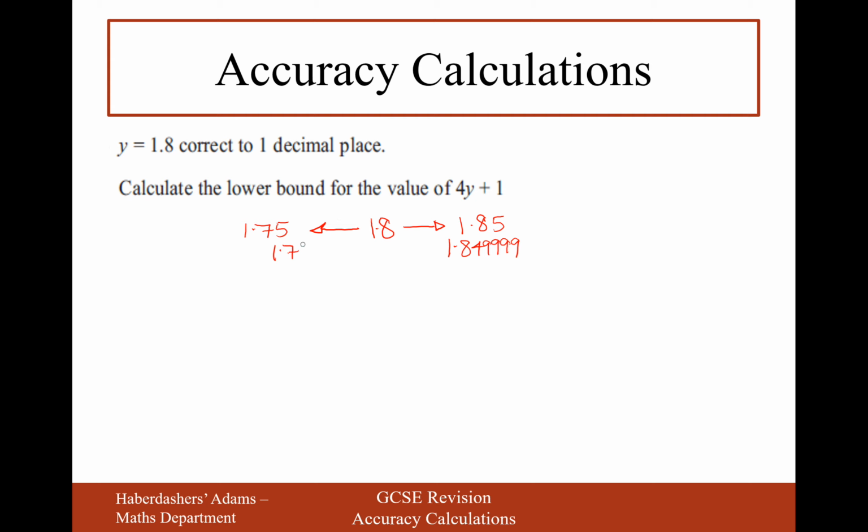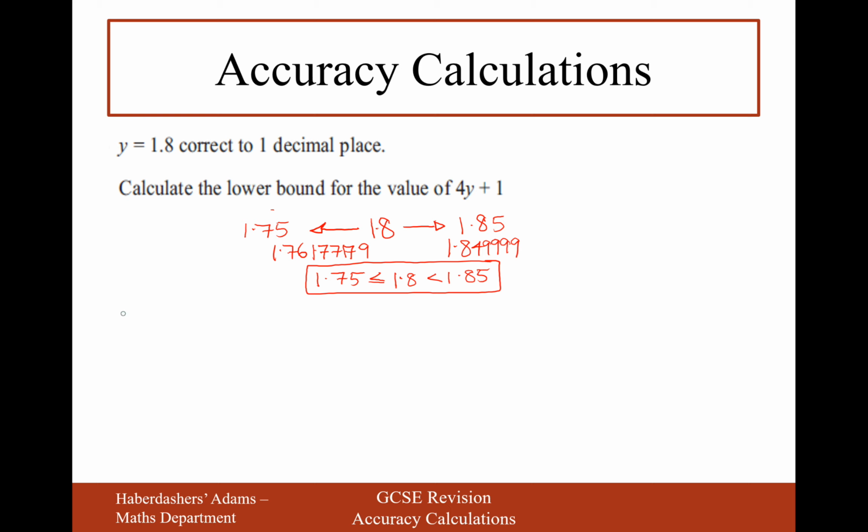So for example, 1.76 would round up to 1.8, 1.77 would round up to 1.8, 1.79 would round up to 1.8. Any number in between these two values would round to 1.8 to 1 decimal place. More accurately, this could be written as 1.75 is less than or equal to y, which is less than 1.85. Don't include 1.85, just include everything that's ever so slightly less than it, so 1.8 is in this region.